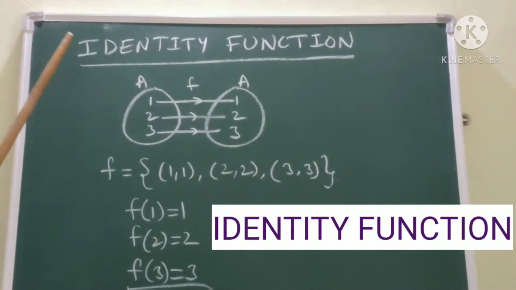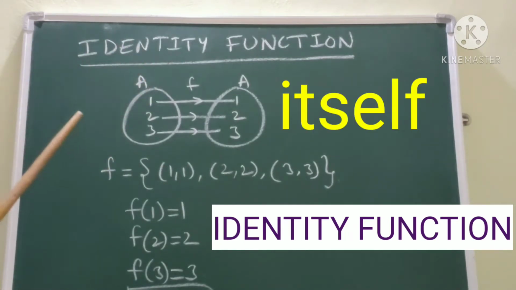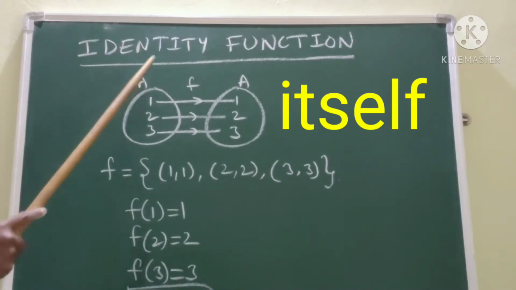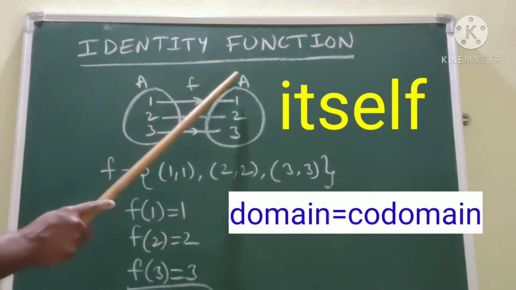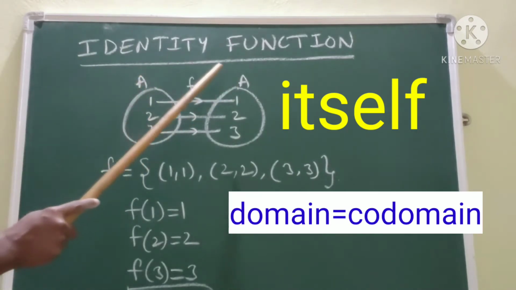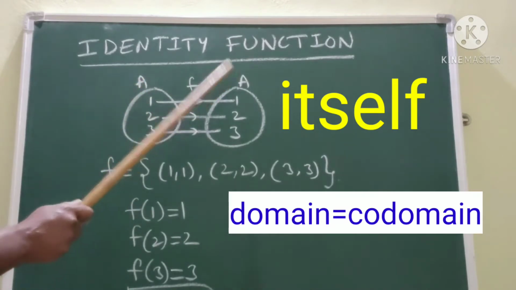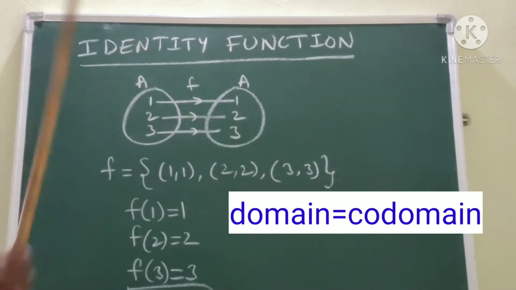Now, identity function. Now let us see what is identity function. Here the function is defined from one set to itself only. That means domain and codomain are same sets, that is set A and set A. Here set A contains 1, 2, 3. Here also 1, 2, 3.